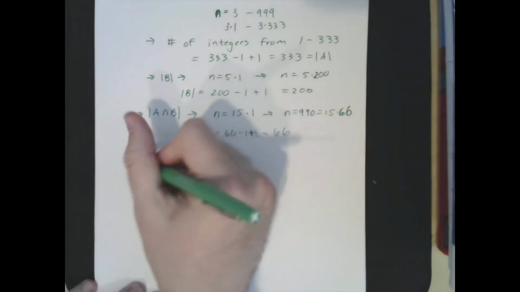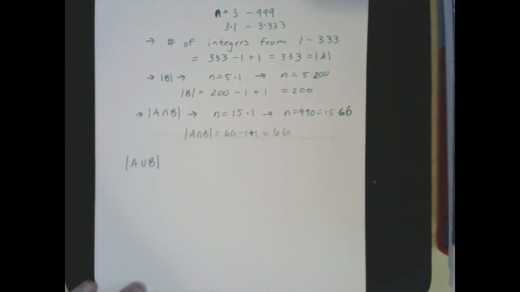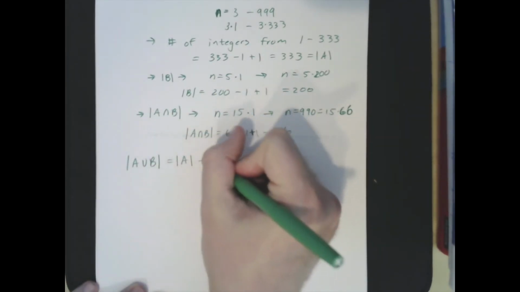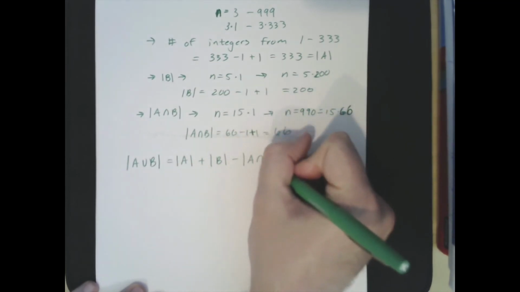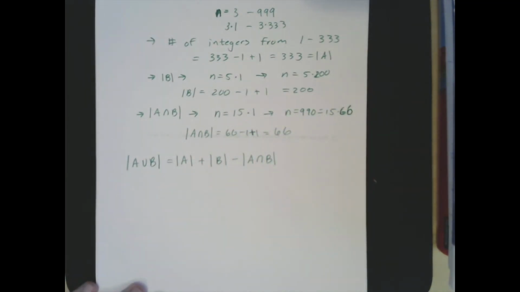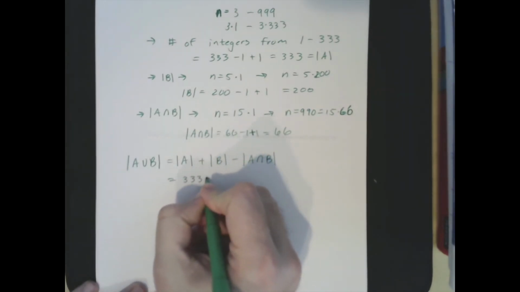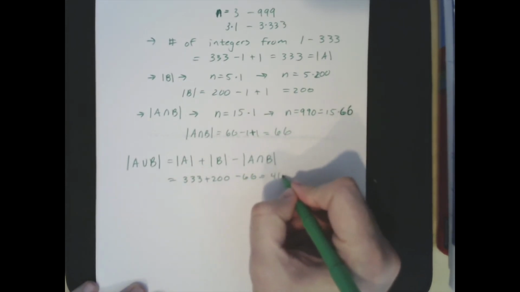So now we have everything that we need. The size of A union B, which is the number of multiples of 3 or 5, is the number of multiples of 3 plus the number of multiples of 5 minus the number of times that they overlap. 333 plus 200 minus 66 equals 467 integers.